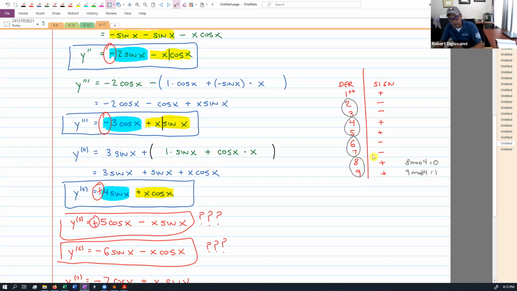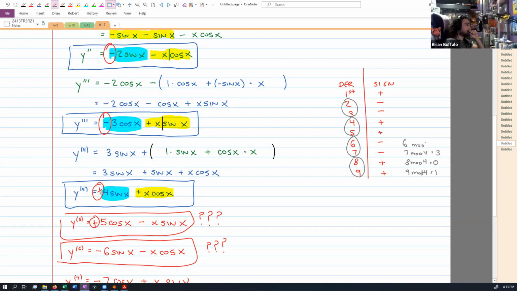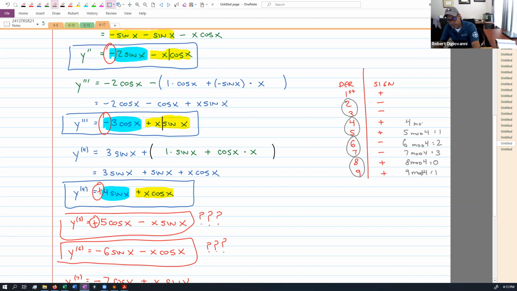What about 7 mod 4? What do you get as a remainder? 3. What about 6 mod 4? 2. What if you do 5 mod 4? 1. What if you do 4 mod 4? 0, right?